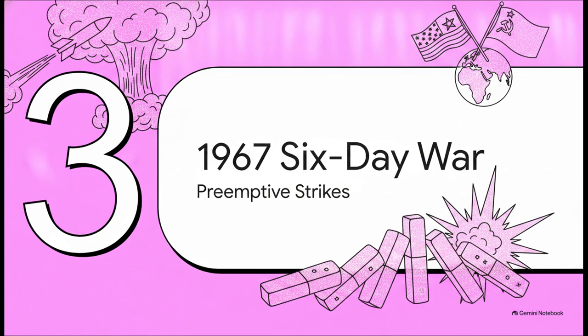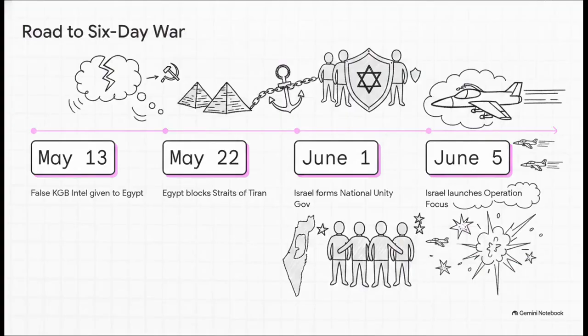Next up, Section 3, the 1967 Six-Day War, shifting alliances and preemptive strikes. All right, welcome to the 1960s.